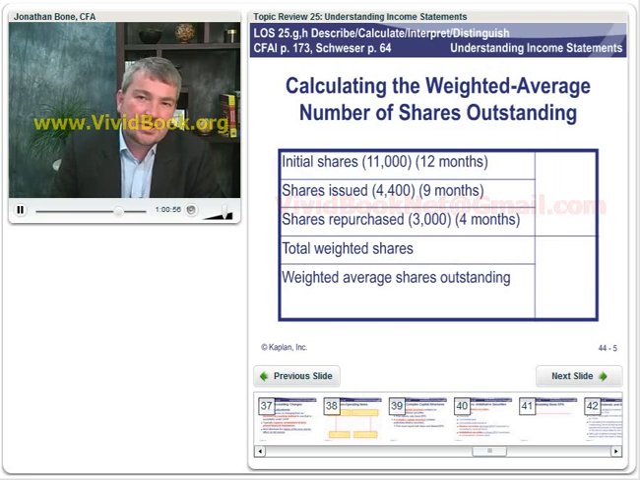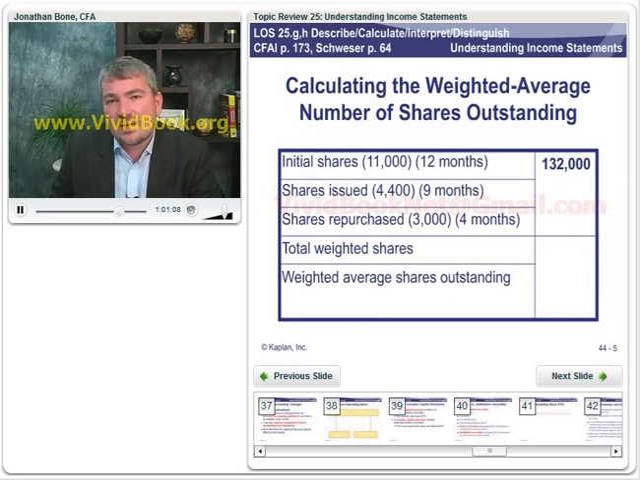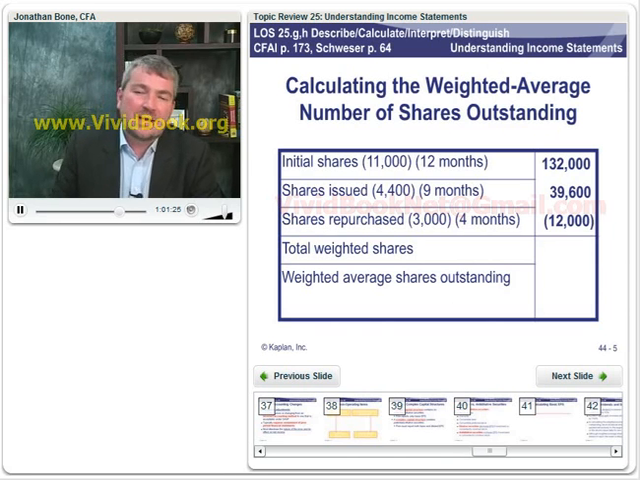So our initial shares, those are in issue for 12 months of the year, so we're just going to take our 11,000 and multiply by 12, and that gives us 132,000. The 4,400 shares, they were in issue for 9 months of the year, so let's multiply by 9 to get 39,600. Finally, the shares repurchased, they were repurchased at the beginning of September, so September, October, November, December, 4 months of the year remaining, so multiply by 4 and we get 12,000.